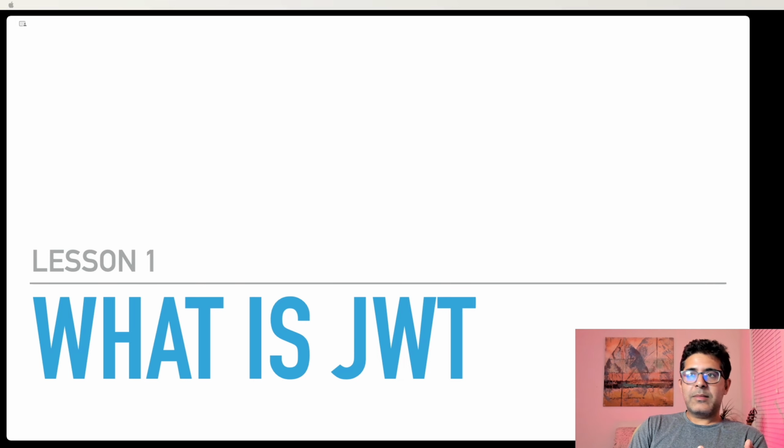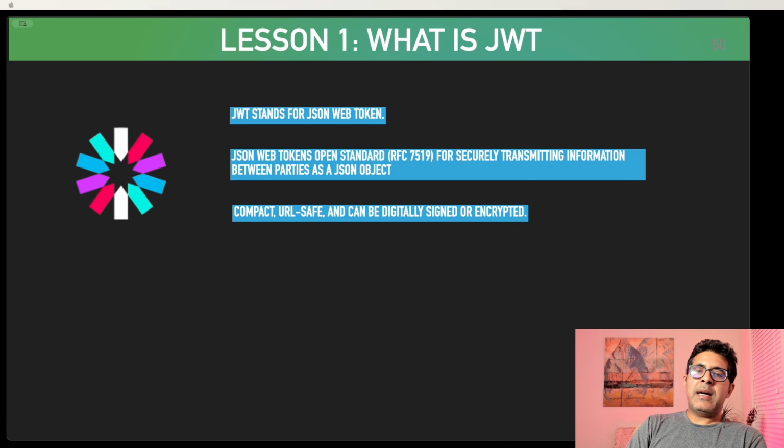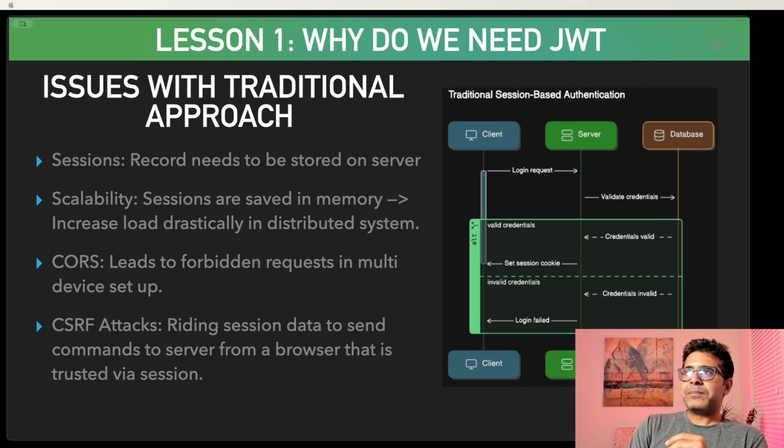So what is JWT, obviously? JWT stands for JSON Web Token. It's a standard for securely transmitting information between parties as a JSON object, and it is compact, URL safe, and can be digitally signed or encrypted. Now, don't worry if this is not making sense. You can look up RFC 7519 to see what it entails. I'm not going to go into that detail, but we're going to understand this whole thing with a very, very simple example. Just bear with me.